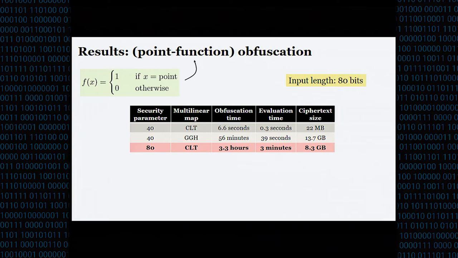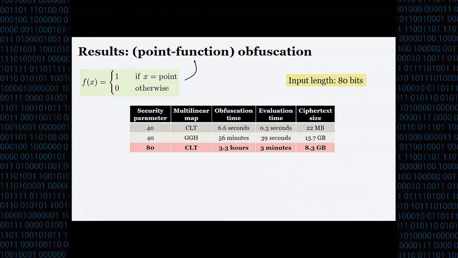So for obfuscation, the function that we looked at was a point function. A point function, on an input x, will output 1 if x equals some hidden point, and 0 otherwise. And so we obfuscated various point functions of input length 80 under various security parameters and different multilinear maps.